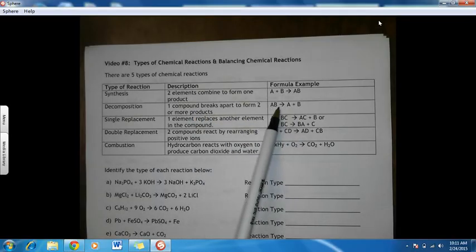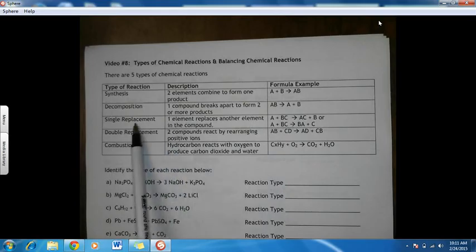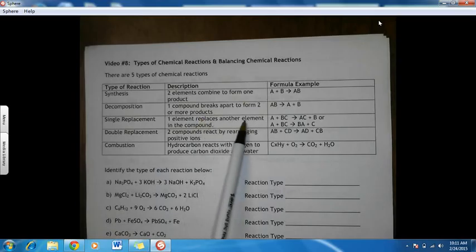And there's an example here. This is basically the opposite of synthesis. Single replacement is when we have one element that replaces another element in the compound. And this can happen in 2 ways.